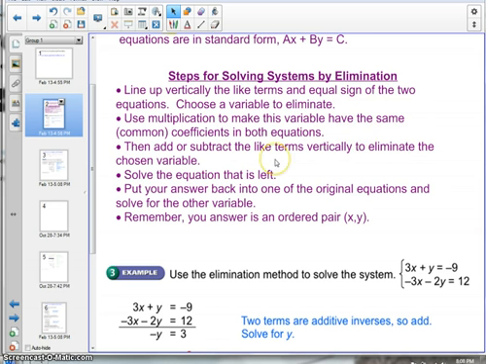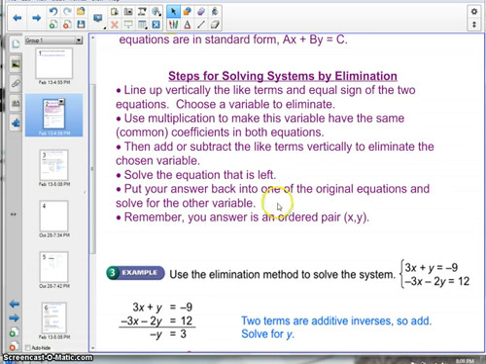Then we want to add or subtract the like terms vertically to eliminate the chosen variable. Okay, adding is always going to be easier than subtracting, and we'll see when adding is a better one to choose, or subtraction may be easier. Then we want to solve the equation that is left.